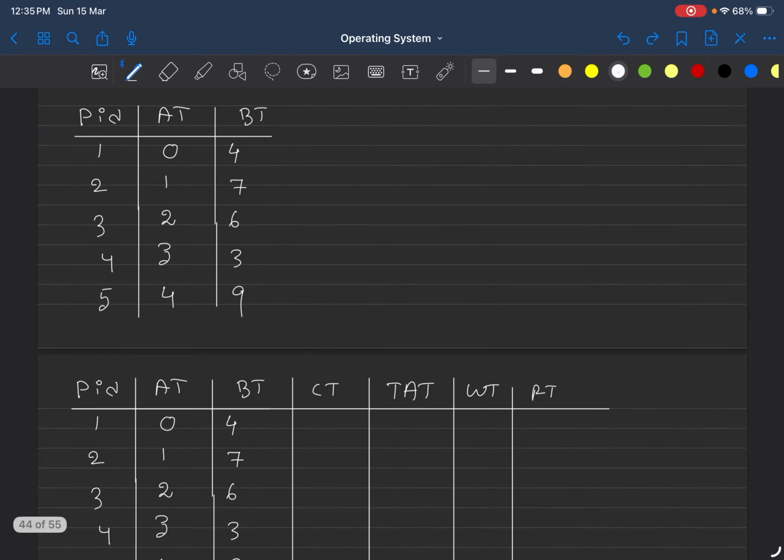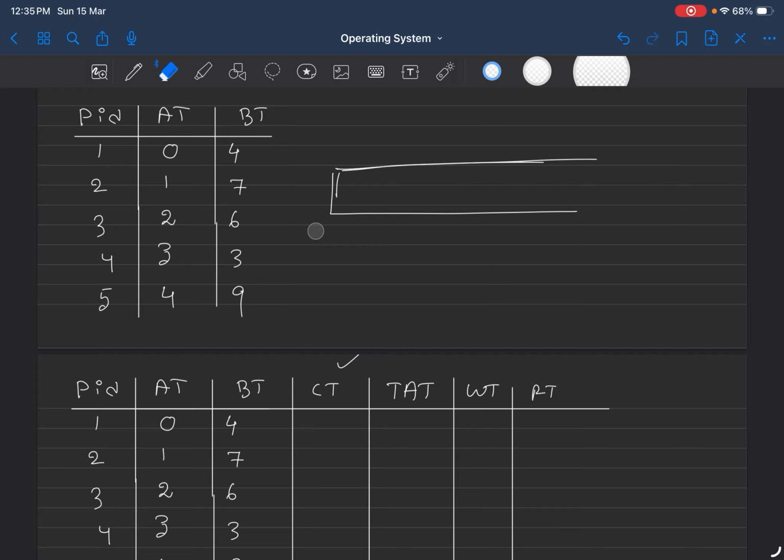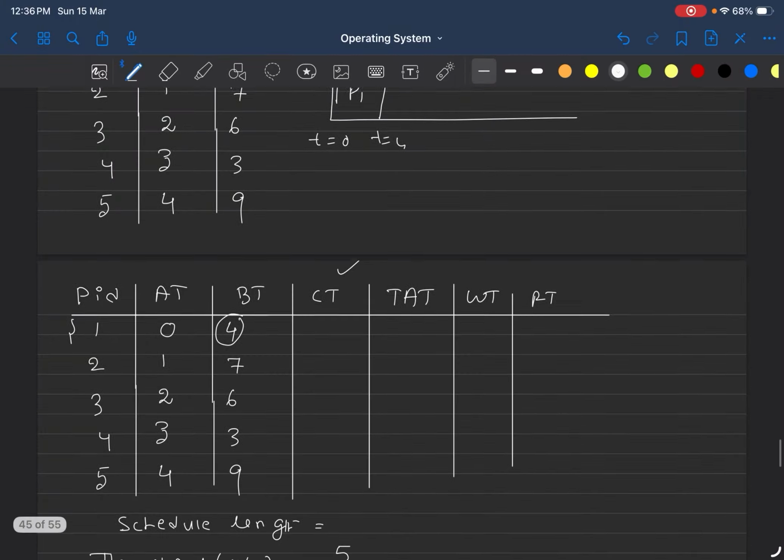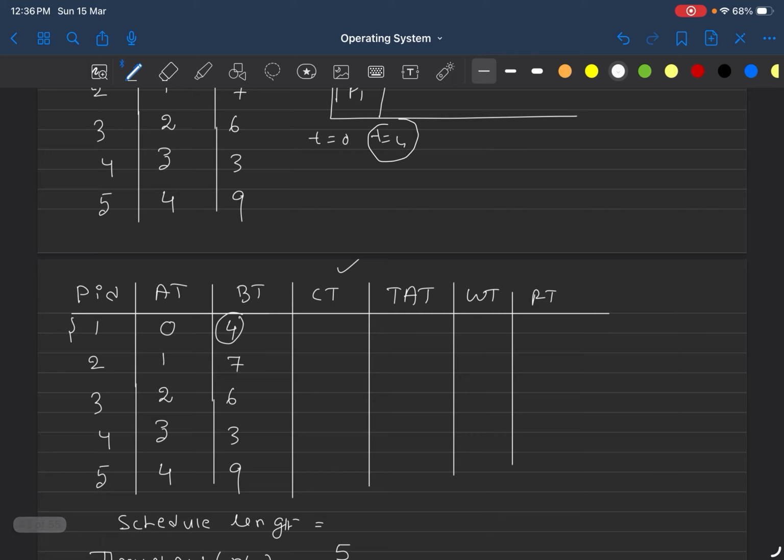Now let's take this example, and as always I have not filled this table and I have not made the Gantt chart, so that I can make it in front of you and you can understand it better. Alright, your Gantt chart starts at time t equal to 0. At time t equal to 0, which processes do you have in your system? As of now, process 1 only. And what is the burst time? That is 4. So process 1 is scheduled and it executes till time t equal to 4. By the time you arrive at time t equal to 4, you have all the processes, because the arrival times of all these processes are less than or equal to t equal to 4.